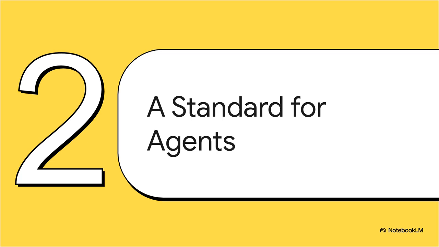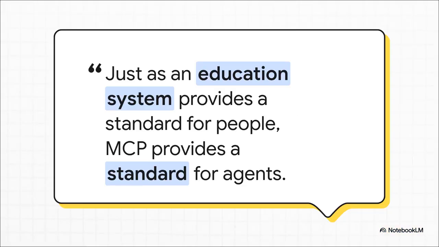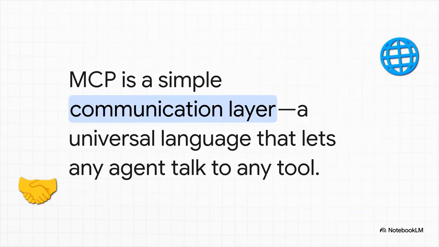And the solution is actually pretty brilliant, because it's based on an idea we can all understand. Think about it this way. We have standardized education systems so that everyone shares a common framework. We don't have to teach every single person from scratch how to read or do basic math, right? Well, AI agents needed the exact same thing. They needed a standard curriculum for learning how to use tools, so that each one wouldn't have to be custom-built from the ground up for every single task. And that solution, that standard curriculum, has a name: the Model Context Protocol, or MCP for short.